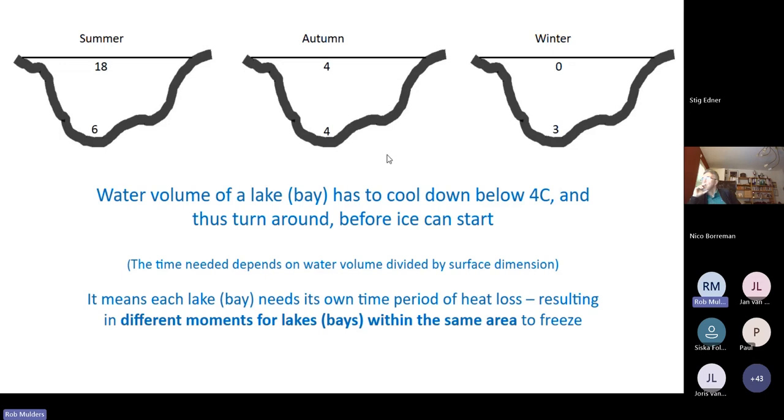And every lake has its own water volume, and it means that the time needed to cool down a lake is different for every lake, even in the same area that has the same weather. So it means each lake needs its own time period of heat loss, resulting in different moments for lakes within the same area to freeze. And the way it works can save your day, because in your area where you are, without having to drive many hours, you can find a lake that has thicker ice, and you can find a lake that has thinner ice, and that's exactly what you need.